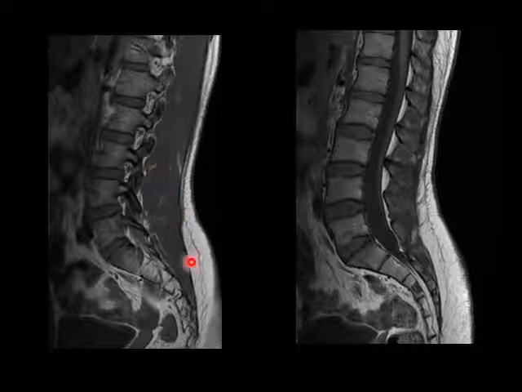And of course, you can see the facet joints here. Okay, this is the facet joint. You can comment on the facet joint. Here we see the sacral spine. And as you see, the thecal sac ends at S2.